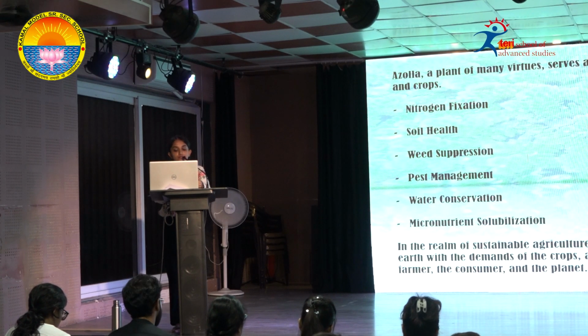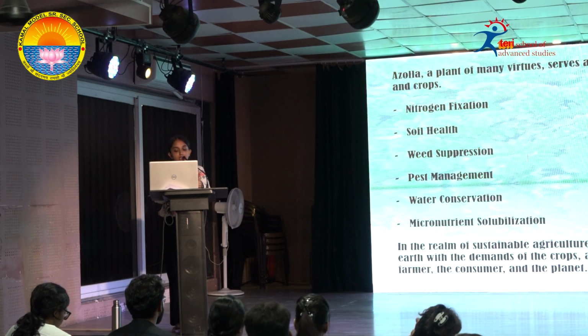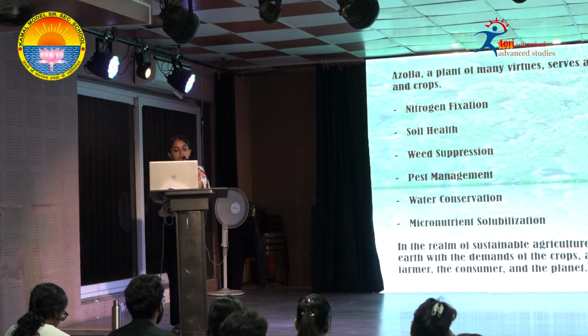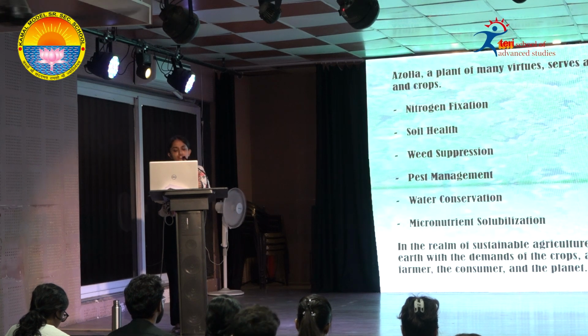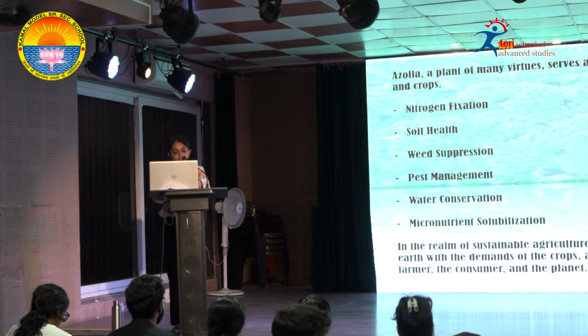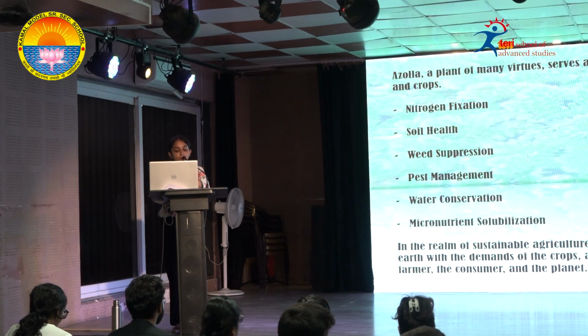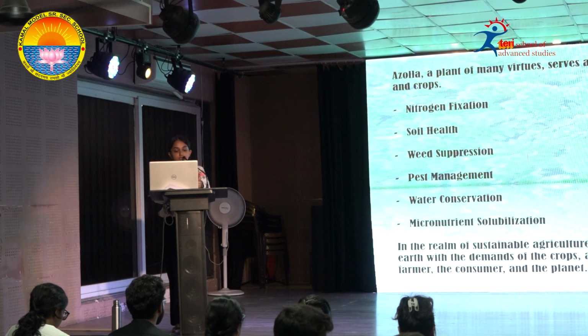Next up is weed suppression. The dense mats of Azolla can outcompete weeds, offering an organic method to manage weed growth and maintain crop health. Next is pest management. Azolla supports beneficial insects that prey on crop pests, thereby reducing the need for chemical pesticides. Next is water conservation. By covering the soil surface, Azolla minimizes evaporation, helping to conserve water in agricultural systems.